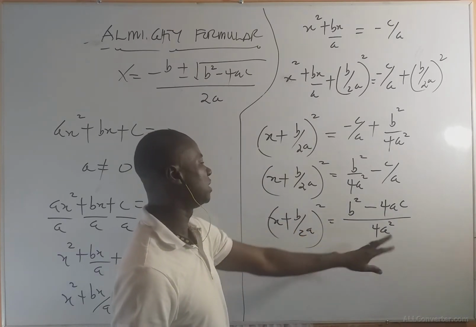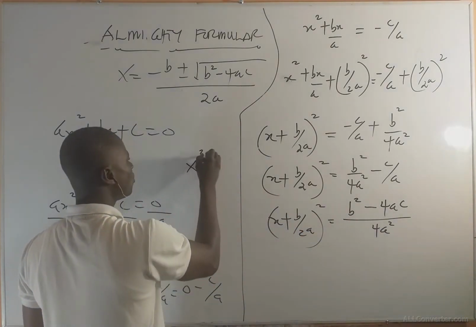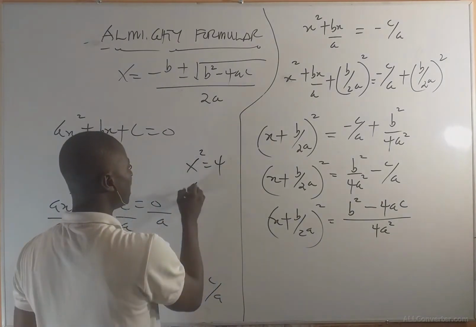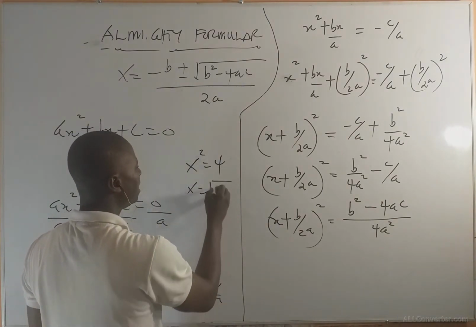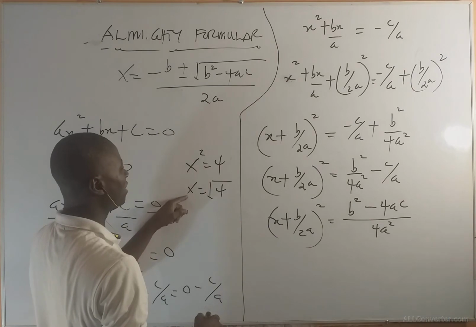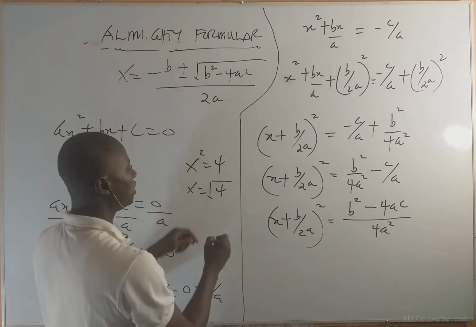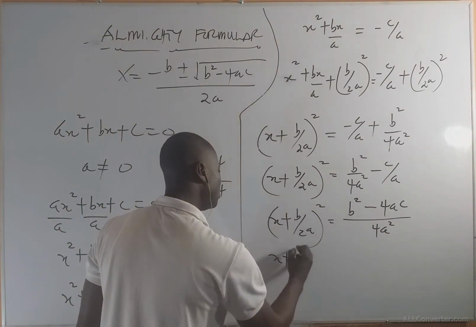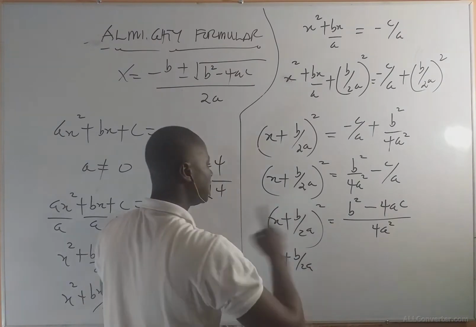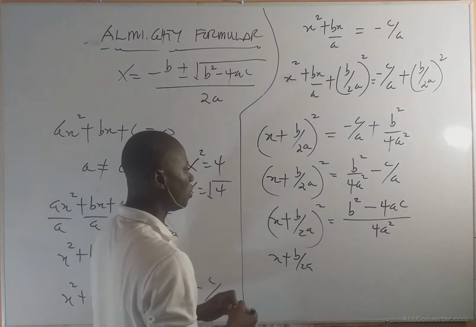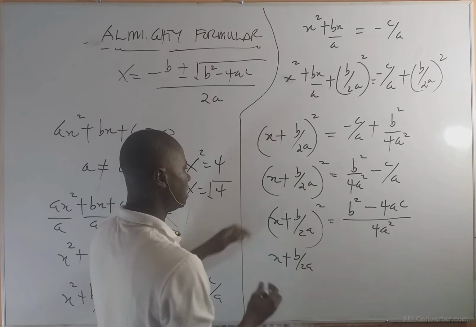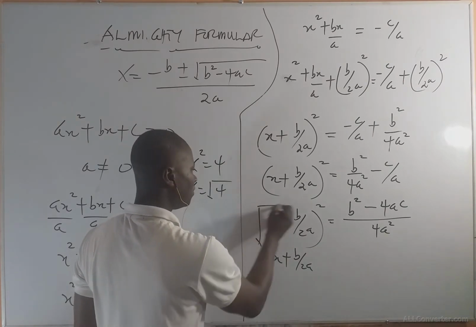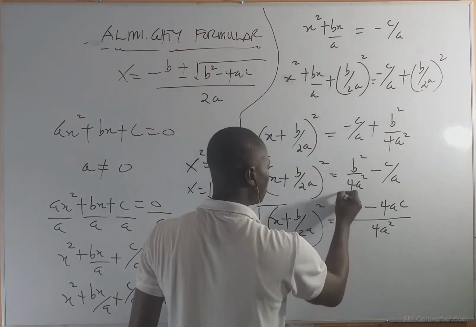all over 4a squared. Take note that if you have x squared equals 4 and you are trying to solve for x, you now take the square root of both sides. And when you take the square root of x squared, you are left with the x here, but the square root of 4 will give you 2. So we are trying to make x the subject. That means you have to take the square root of both sides. So when we take the square root of the left-hand side, we also take the square root of the right-hand side.